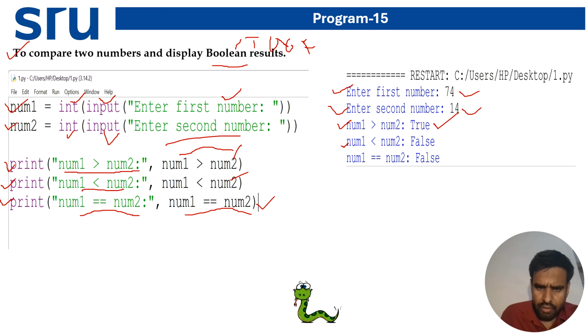Now num1 less than num2, 74 less than 14? No, so it gives false. num1 equal to num2, 74 equal to 14? No, it gives the result false. So boolean only gives the result in the form of true or false.